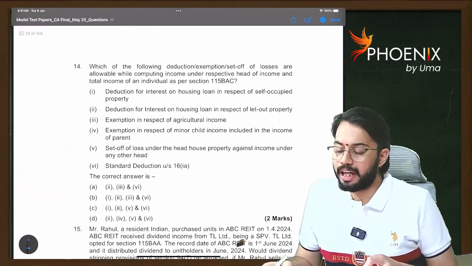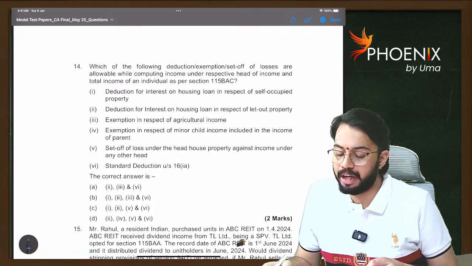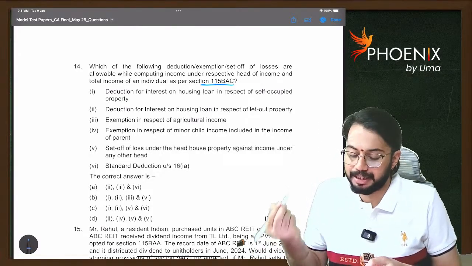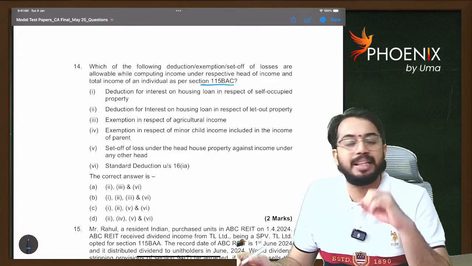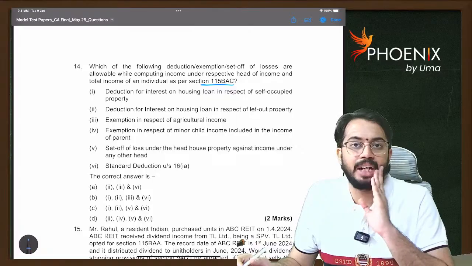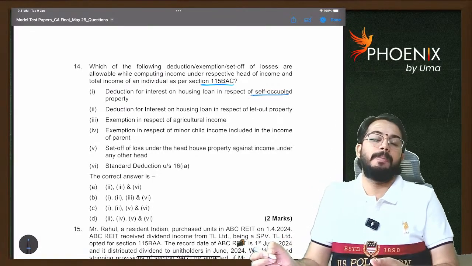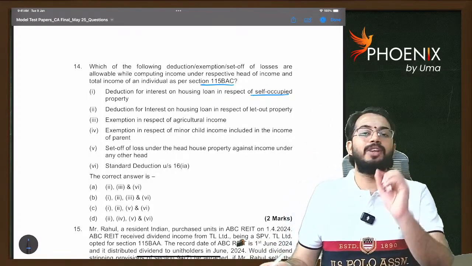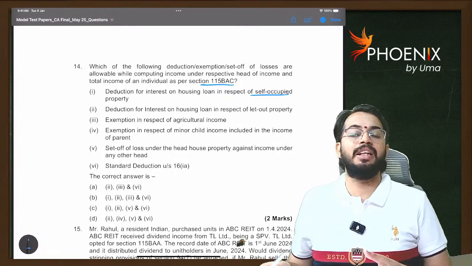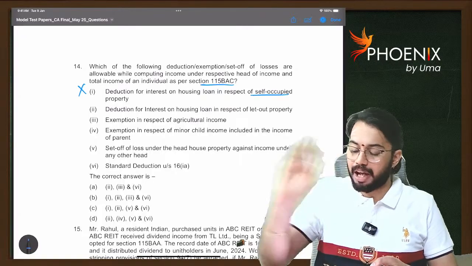Which of the following deduction or exemption or set off of losses are allowable while computing income under respective head of income and total income of individual as per section 115BAC? See, under default tax rates, certain benefits are not allowed. In this, he is asking what are the benefits allowed under section 115BAC. Interest on housing loan in respect of self-occupied property. For self-occupied property, maximum interest allowed under house property is 2 lakhs or 30,000. Even the 2 lakhs or 30,000 is not allowed if assessee is paying taxes under default tax rate. So this is not allowed.